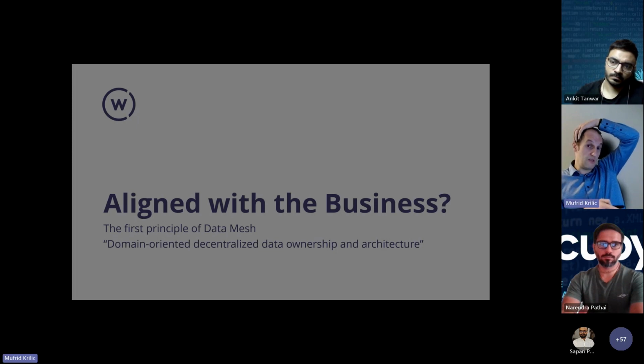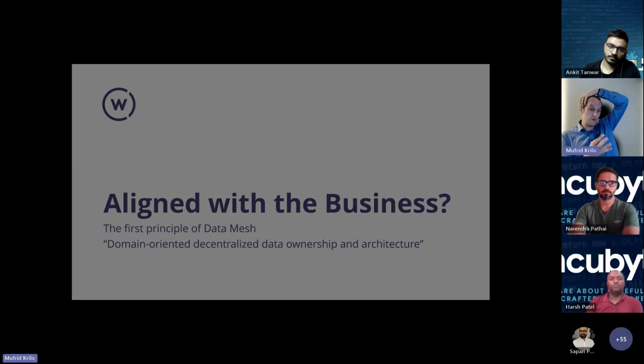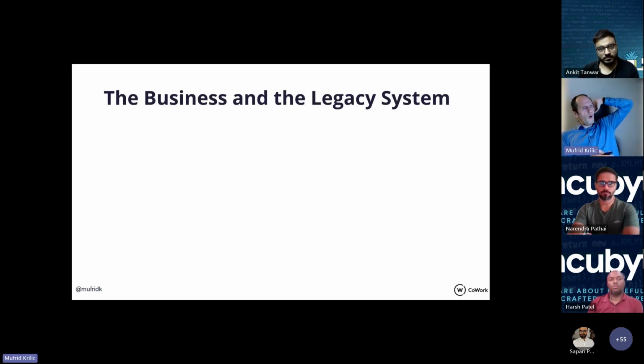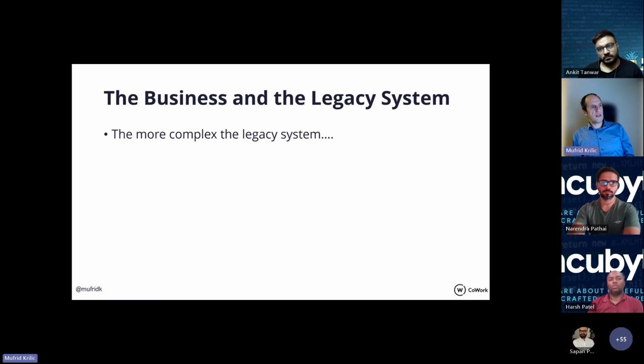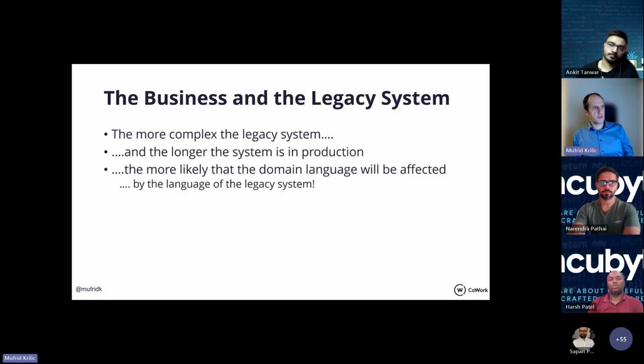Still, are we aligned with the business? Are we aligned with the domain? The first principle of data mesh: domain-oriented decentralized data ownership and architecture. Well, especially when we talk about legacy systems, which are very much driven by functional decomposition, we notice the more complex the legacy system and the longer the system is in production, the more likely the domain language will be affected by the language of the legacy system. Meaning that when we talk with domain experts in our collaborative modeling session, we might not hear domain language. We might hear the language of the legacy system. So we need to dig deeper.